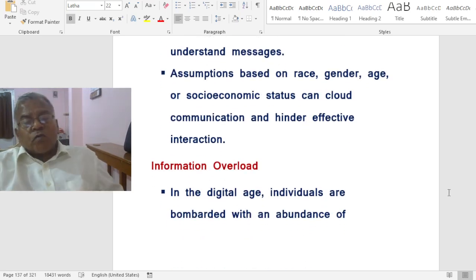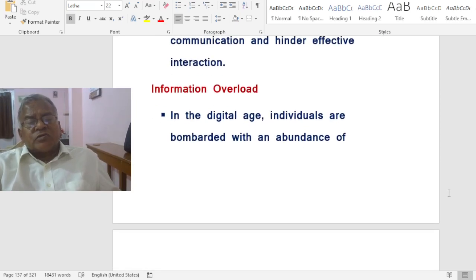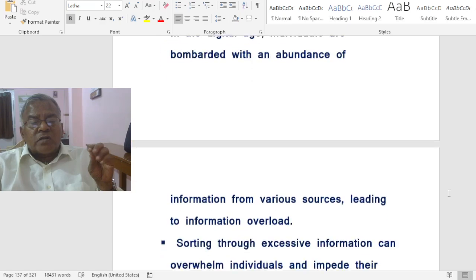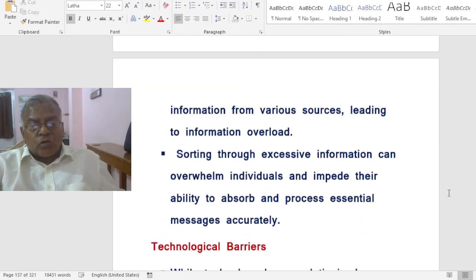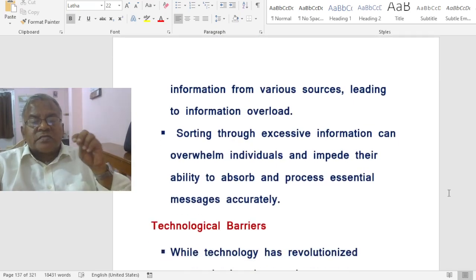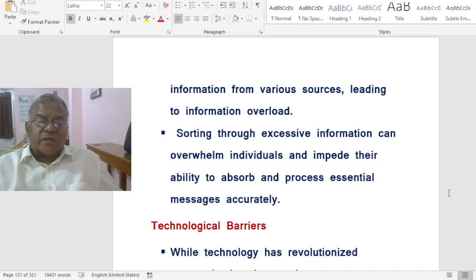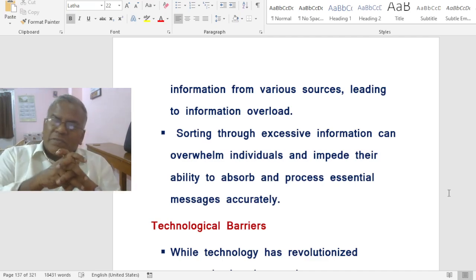Then information overload. In the digital age, individuals are bombarded with an abundance of information from various sources, leading to information overload. Sorting through excessive information can overwhelm individuals and impede their ability to absorb and process essential messages accurately. That means overload of messages.